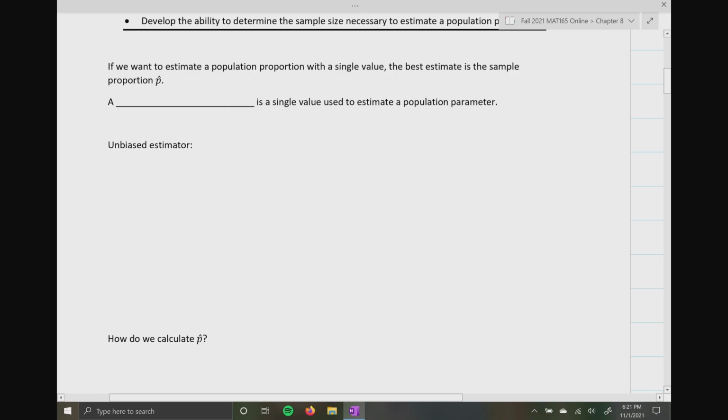If we want to estimate a population proportion with a single value, that is the point estimate that we are talking about. The best estimate is going to be the sample proportion, which is p hat. So a point estimate is a single value used to estimate a population parameter. Now, we have things called biased estimators, but then we also have things called unbiased estimators. So I want to just define what that is.